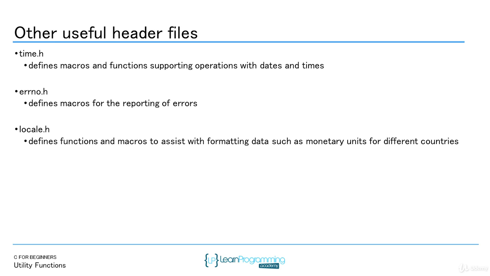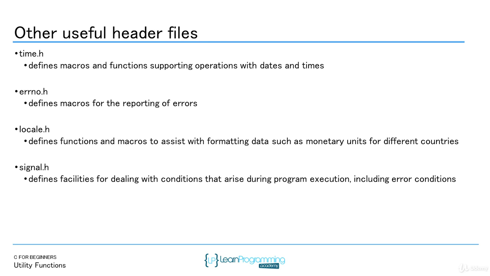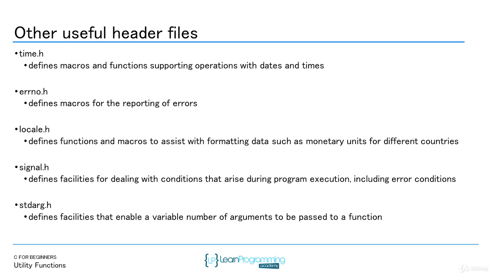Locale.h, there's a bunch of functions and macros in this header for formatting different currencies and monetary units. Signal.h, this is useful usually for program termination, generating different signals. Signals isn't a topic that we covered in a lot of detail, but this could be useful when you call abort, specifying specific signals why the program crashed or terminated. And if you understand signals, you can use them in your core file as well.